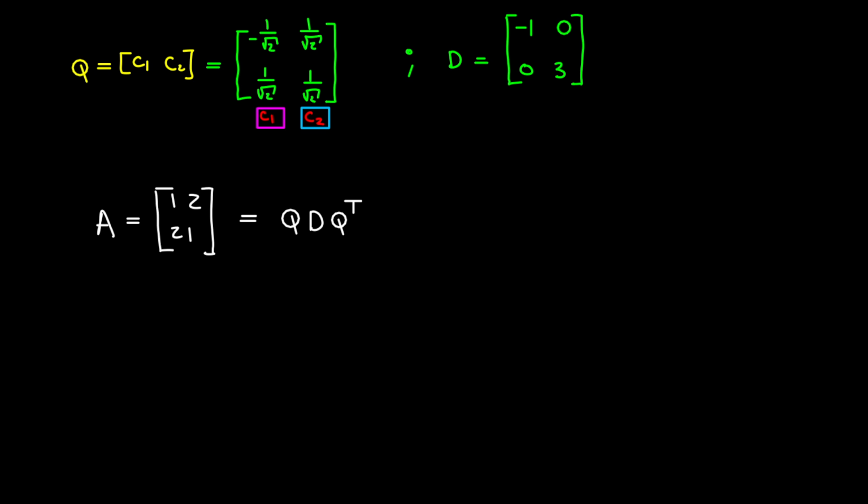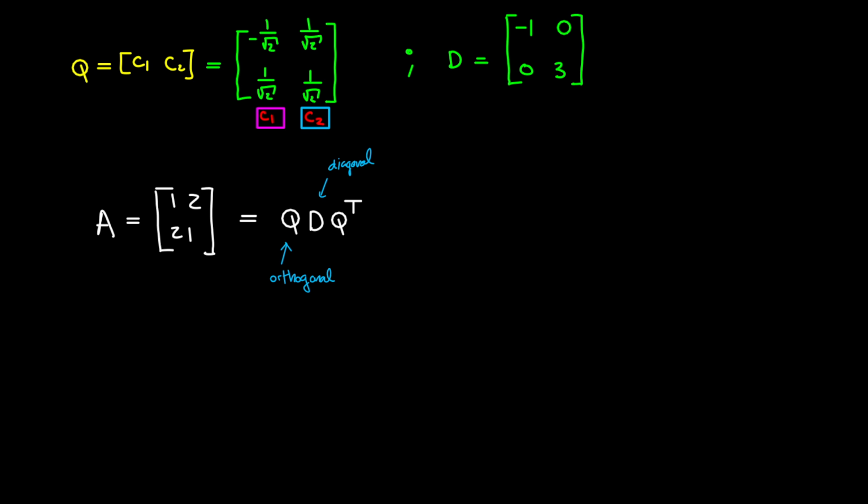And moreover, what we're going to have is that this Q here is orthogonal, and of course D is diagonal, and then Q transpose is going to be the inverse of the matrix Q. And how would you know it's the inverse? Well, because it's an orthogonal matrix. All right, so that was just the introductory example.